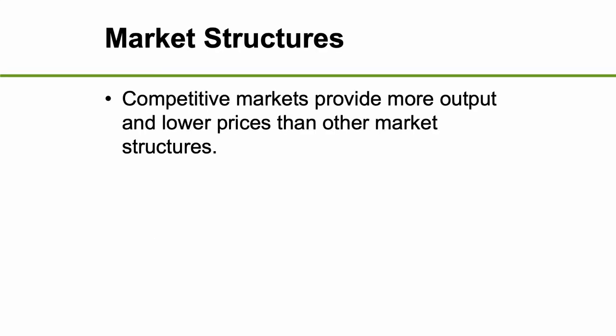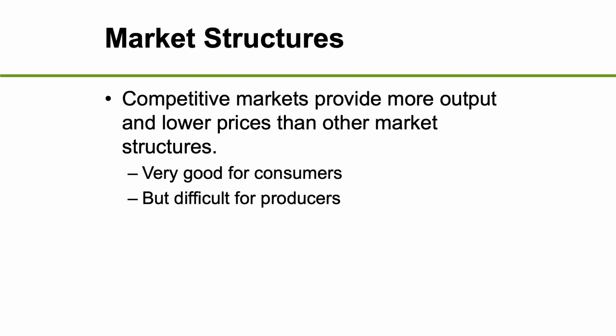The last thing I want to say about competition is this. In competitive markets, the reason that economists like competition is because it provides more output and does so at lower prices than any other market structure. And this is good if our goal is to deal with scarcity. In fact, this is very, very good for consumers. We want competition. But it's really hard for producers. Producers find competitive markets to be incredibly difficult.